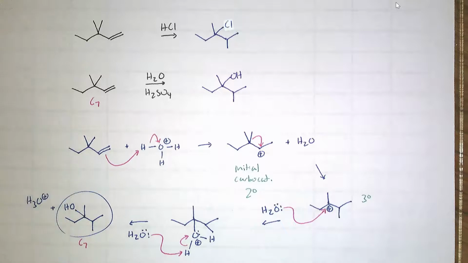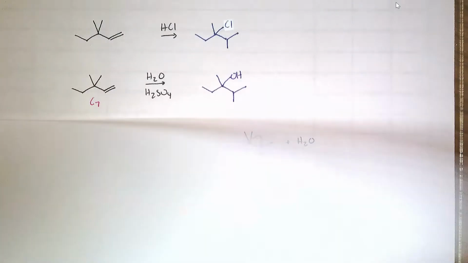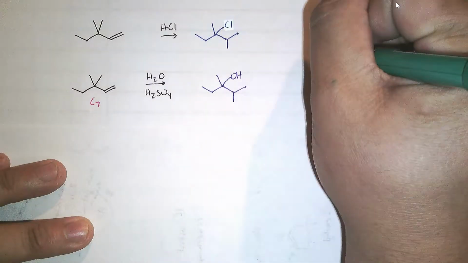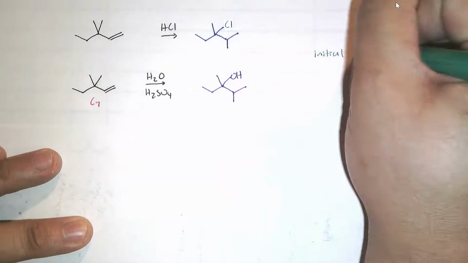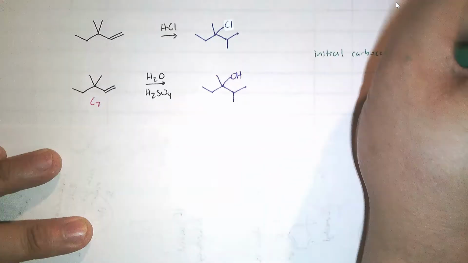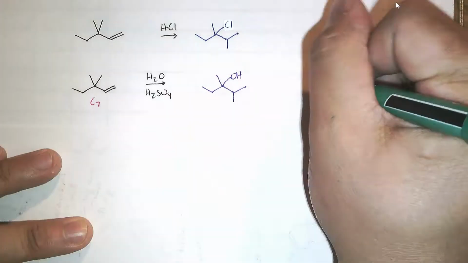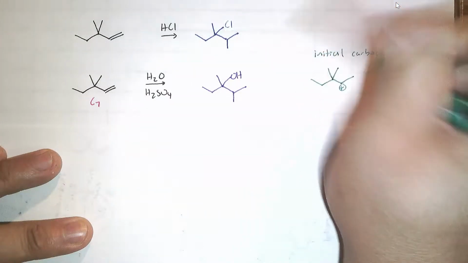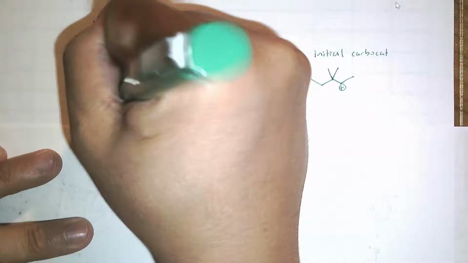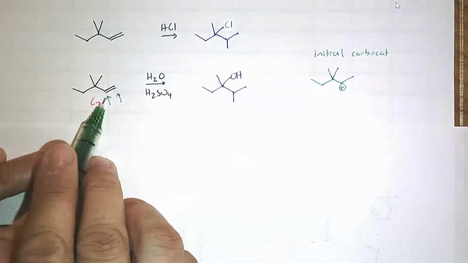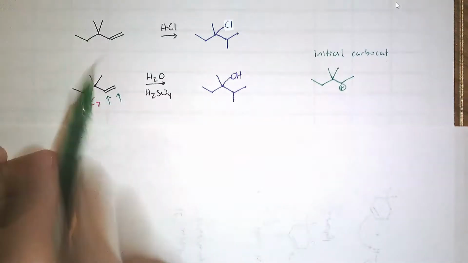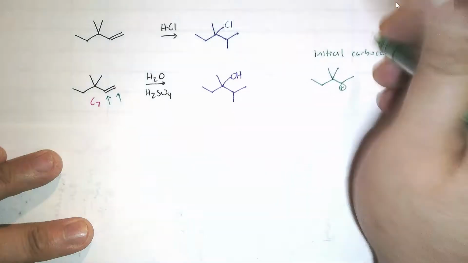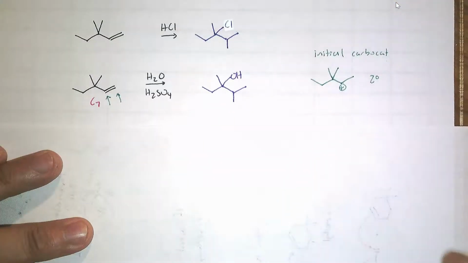Okay, what's the shortcut? What if I don't want to draw a mechanism and use up that time? The shortcut is this. Draw the initial carbocation, either on a scratch sheet of paper or underneath, because the initial carbocation would be this, right? The plus charge goes on this green arrow. And that's for both cases, right? When this attacks the hydrogen, the plus charge will go here.